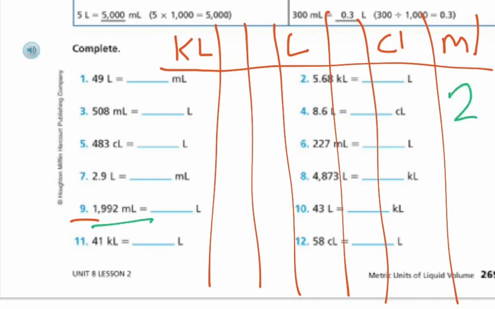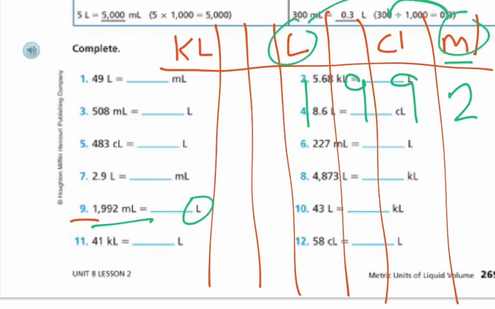1,992. I place the number in my place value chart, 1,992 milliliters, and I'm changing it to liters. So I'm going from this place to this place, and I skip 1, 2, and 3 decimal places. So I find that 1,992 milliliters is the same as 1 and 992 thousandths liters.